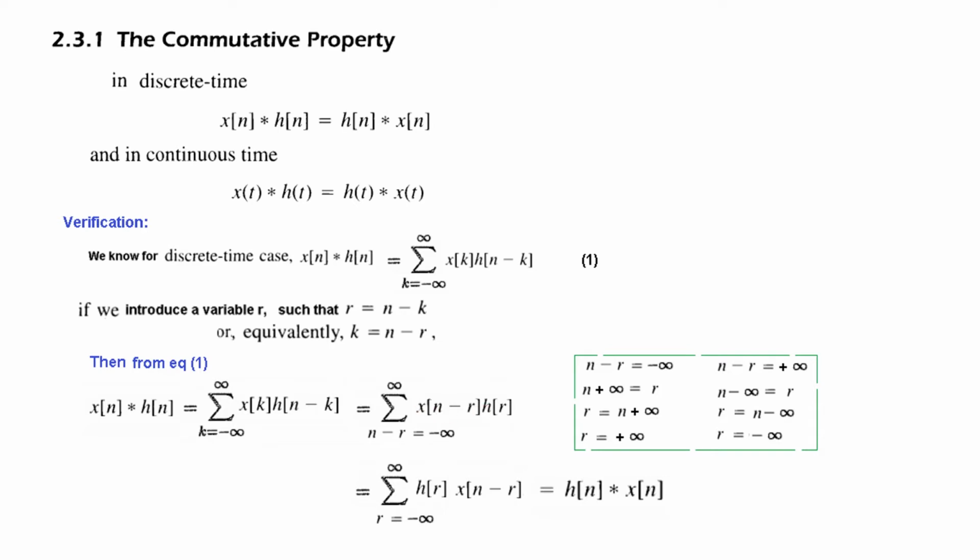And we are just rearranging this. We are writing h[r] first and then x[n minus r]. And now if you look carefully, this is the formula for the convolution of h[n] with x[n]. So you just look at this: x[n] convolved with h[n], we converted all the way to this form, and this can now be written as h[n] convolved with x[n]. So we can now say that the left hand side is equal to the right hand side.